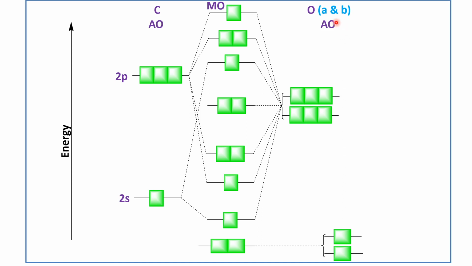Then the second atomic orbital is for the two oxygen atoms, and they are labeled as oxygen A and oxygen B. That means the first oxygen and the second oxygen. We are having two oxygen atoms. So the two oxygen atoms are having the 2sa, the first, and 2sb, the second oxygen. That means the 2s atomic orbitals, and the second is the 2pa and the 2pb, that means the 2p atomic orbitals.